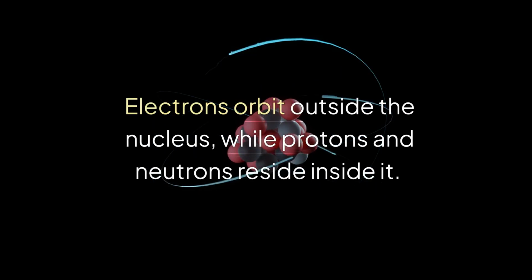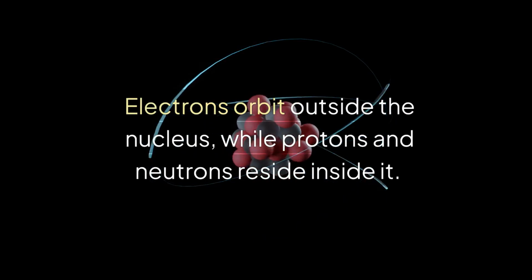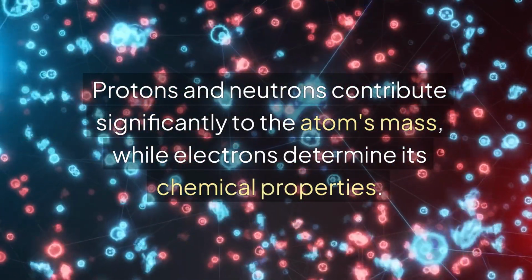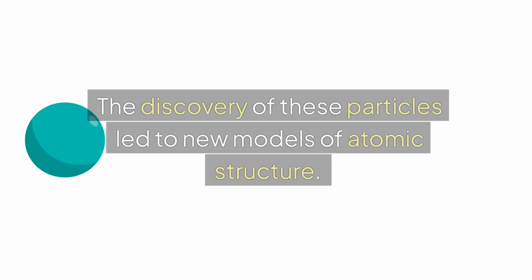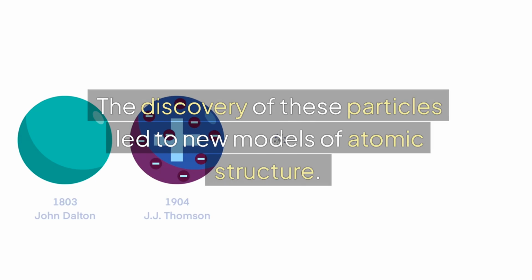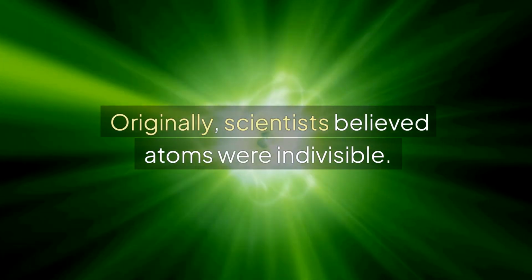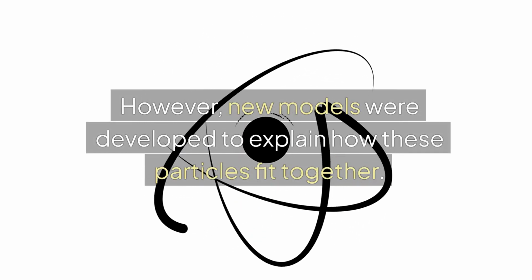Electrons orbit outside the nucleus, while protons and neutrons reside inside it. Protons and neutrons contribute significantly to the atom's mass, while electrons determine its chemical properties. The discovery of these particles led to new models of atomic structure. Originally, scientists believed atoms were indivisible. However, new models were developed to explain how these particles fit together.